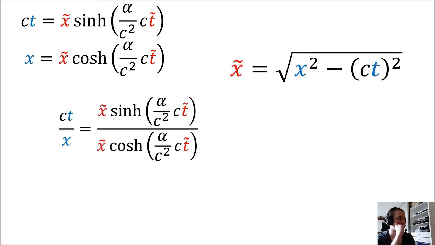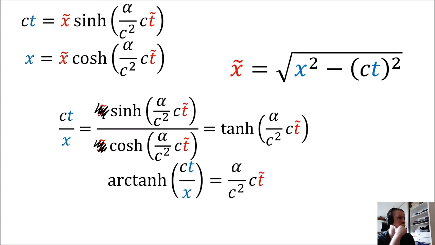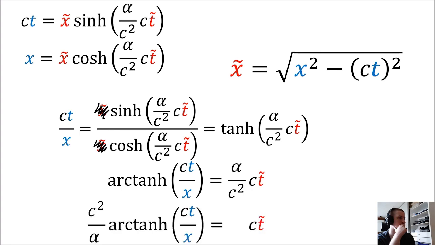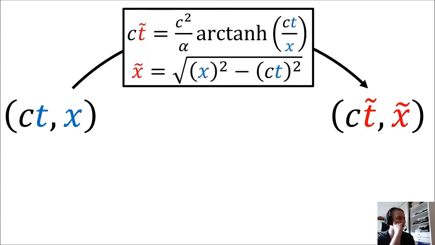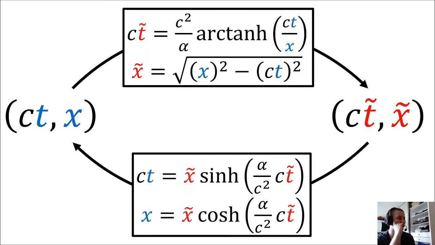Also, if we divide the formula for ct by the formula for x, we see that the x tildes cancel, and sinh divided by cosh is just the definition of hyperbolic tangent, tanh. We can eliminate tanh by using its inverse function, arctanh, on both sides, and then multiply both sides by c squared over alpha to solve for ct tilde. We now have formulas that convert from the standard coordinates to Rindler coordinates and back again.